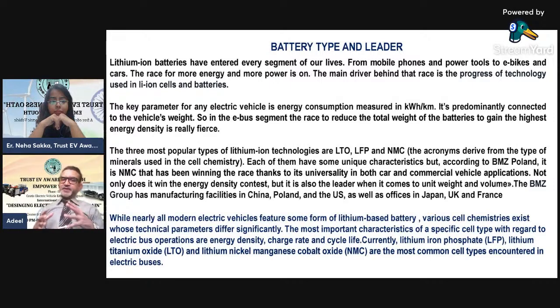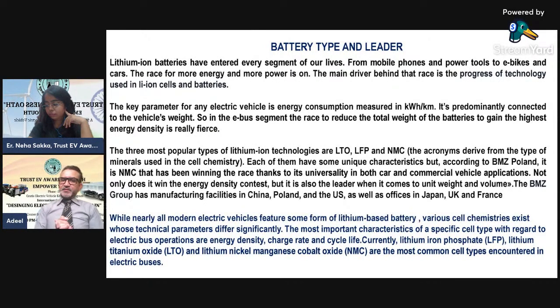The key parameter here for any electric vehicle is energy consumption, measured in kilowatt-hours per kilometer, which is predominantly connected to the vehicle's weight. So, in the e-bus segment, the race to reduce the total weight of the batteries to gain the highest energy density is really fierce. The three most popular types of lithium-ion technologies are LTO, LFP, and NMC. These acronyms are derived from the type of minerals used in the cell chemistry. Each of them has some unique characteristics, but according to BMZ Poland, which is a company, it is NMC that has been winning the race thanks to its universality in both car and commercial vehicle applications.